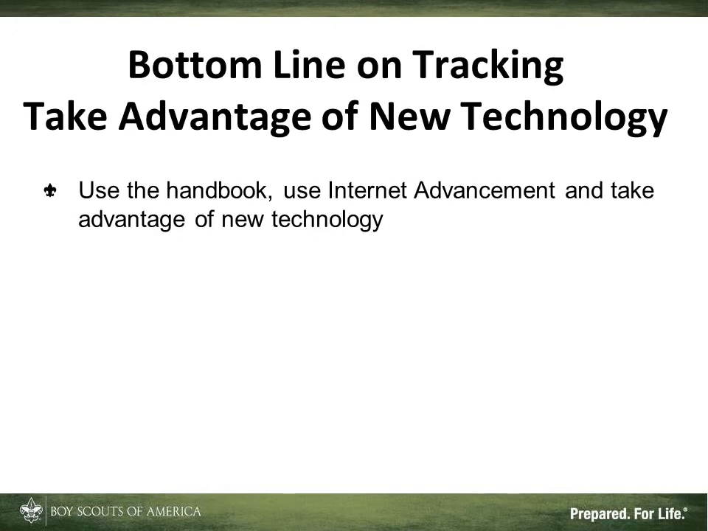So what's the bottom line? The bottom line is to take advantage of the new technology while using the old. Still use the Boy Scout handbook and the Cub Scout handbooks. Keep track of the advancement that's in there. You got to use Internet Advancement and upload your stuff to the national database before the Scout Shop will allow you to purchase the rank advancements and merit badges.